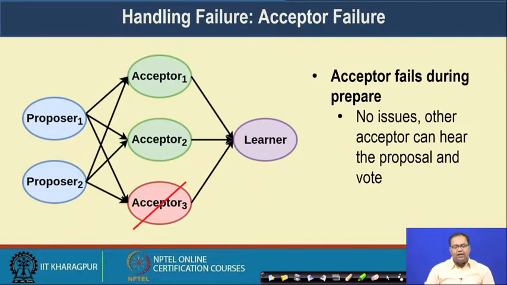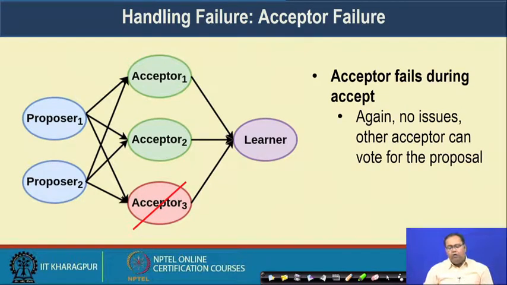Now, let us see what happens whenever a certain acceptor fails. This acceptor can fail during the prepare phase. If the acceptor fails during the prepare phase, then you do not have any issue, as there are other acceptors who can hear the proposal and they can vote either for the proposal or against the proposal. Now, the acceptor may fail during the accept stage. Again, if the acceptor fails during the accept stage, you do not have any issue, because other acceptors are there who have already voted for the proposal.